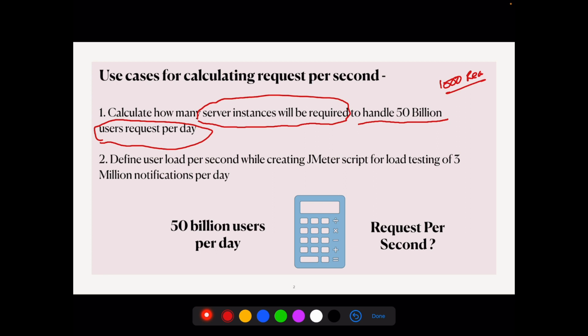Then there might be another use case where you will be writing a JMeter script for load testing, and for example you will be getting 3 million notifications per day. To do that load testing, you will calculate requests per second so that you can write that script. You will try to simulate that much traffic load. So this is a very essential calculation which we do in everyday life, right?